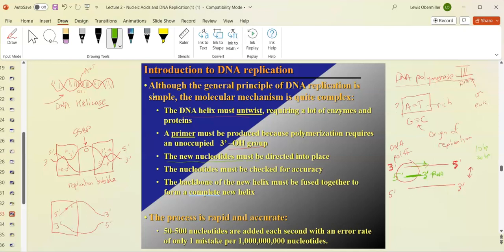So new nucleotides are directed into place. They're just floating around here. Let's say this is an A. The letter that would be inserted next would be a T. That nucleotide would come in, and it would get cleaved off.